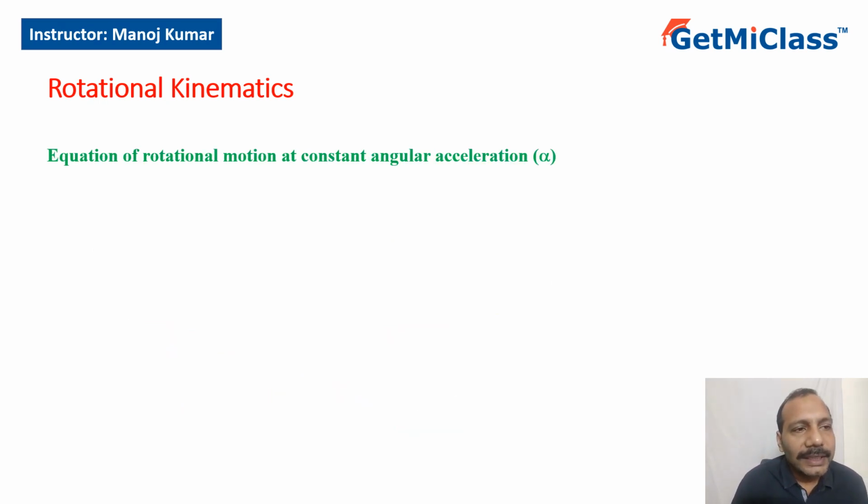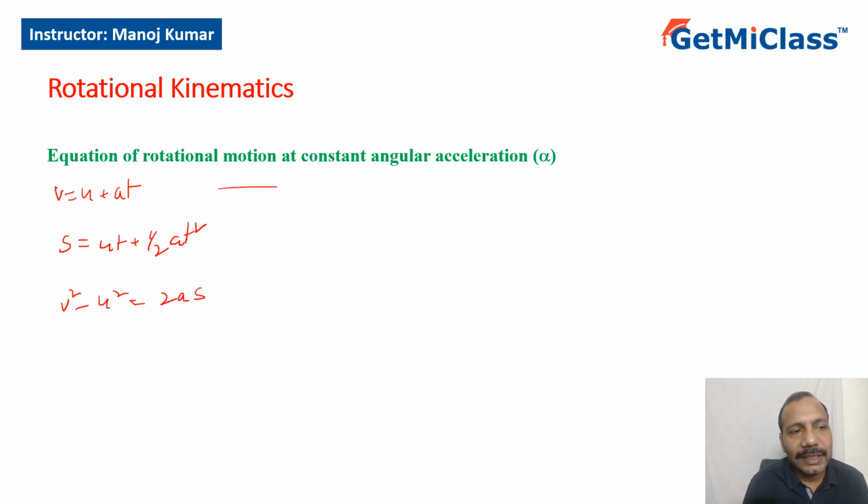Now let's look at equations of this rotational motion, like equations of normal motion, when acceleration is constant. In fact, angular acceleration is constant. So let's first of all write down the equations of linear motion. What are the equations that we have? We have v equal to u plus at, s equal to ut plus half at square, and v square minus u square equal to 2as. Right? This is what we have.